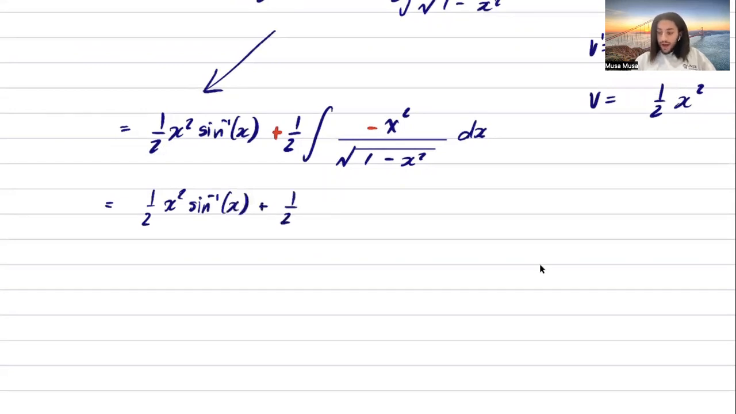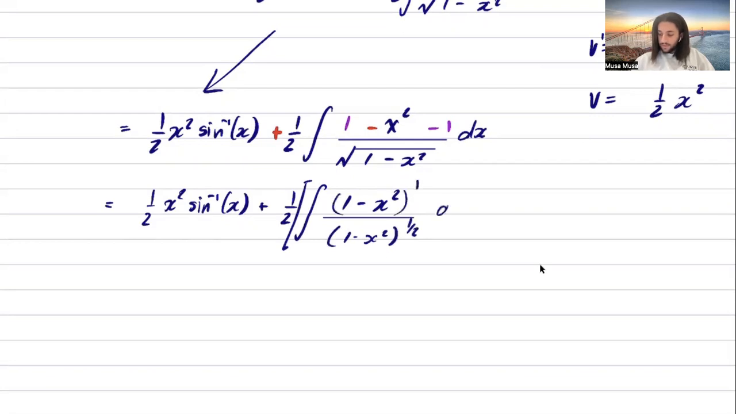Okay, now I'm going to add 1 and then minus 1. There's no harm in doing this. And I'm going to split up the integral, but splitting up the integral means they're both multiplied by that half. So it's going to be 1 minus x squared over 1 minus x squared. In fact, I won't even write it like that. I will write it as to the power of a half, 1 to the power of 1 dx. And then minus the integral of 1 over the square root of 1 minus x squared dx.